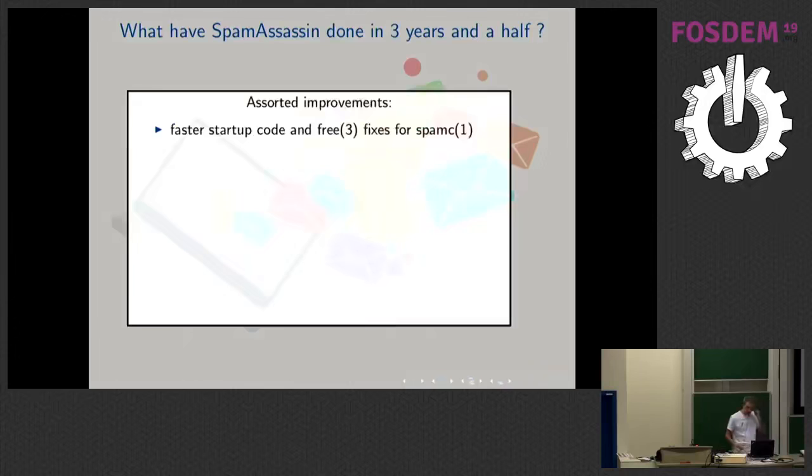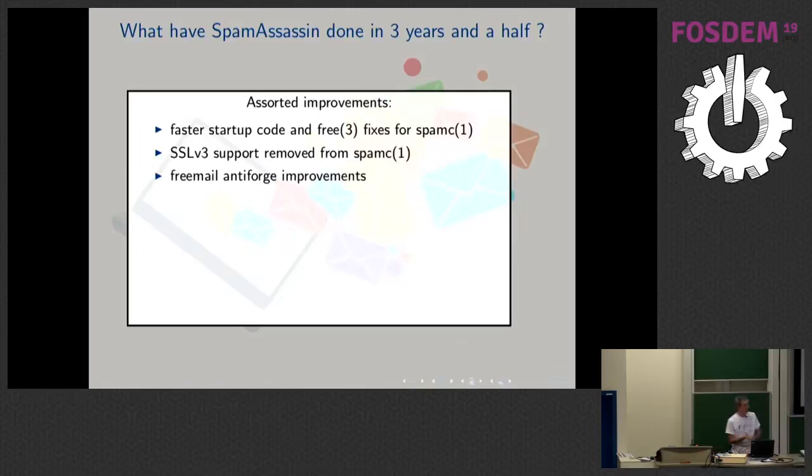There were some assorted improvements. First of all, faster startup code with some optimization. Finally, we took a look at SpamC and optimized the code. Security: we removed SSLv3 and other stuff. There were some free-mail anti-forge improvements.